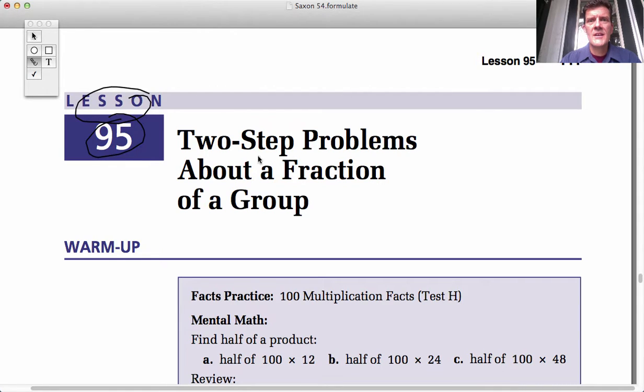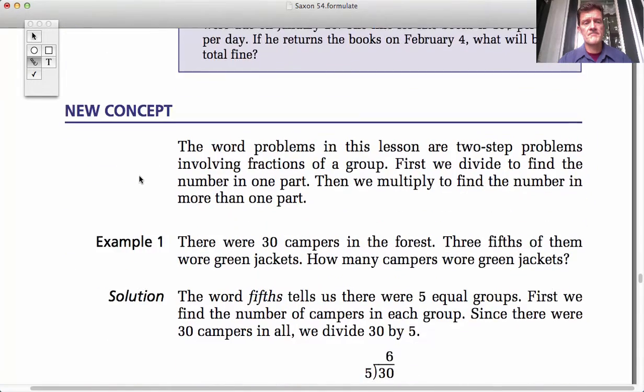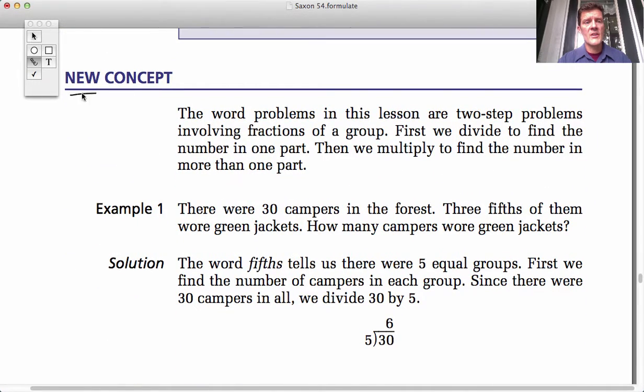Let's get right into what we're going to talk about today: two-step problems about a fraction of a group. We did talk about two-step word problems, so we're kind of familiar with what it takes to solve them. This time we're going to apply them to fractions. You've already done the warm-ups, so let's look at today's new concept.